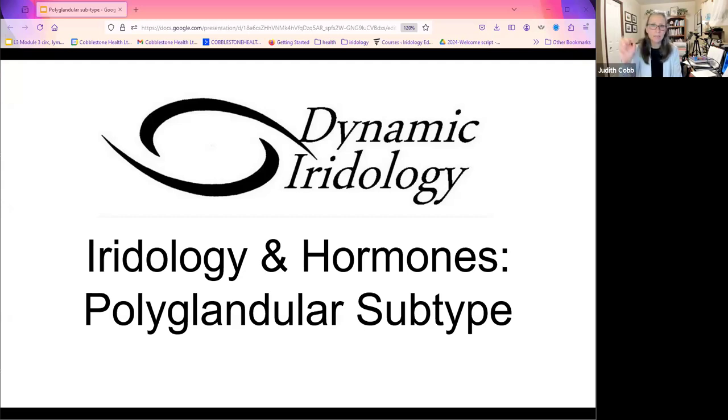Now, not necessarily specific hormones. Like we can't look at an eye and say, oh, your estrogen is too high, your testosterone is too low. But we can get that general feel for what the hormones are likely to do. And when we put that with symptoms, it helps us to get a really good insight as to what is going on.